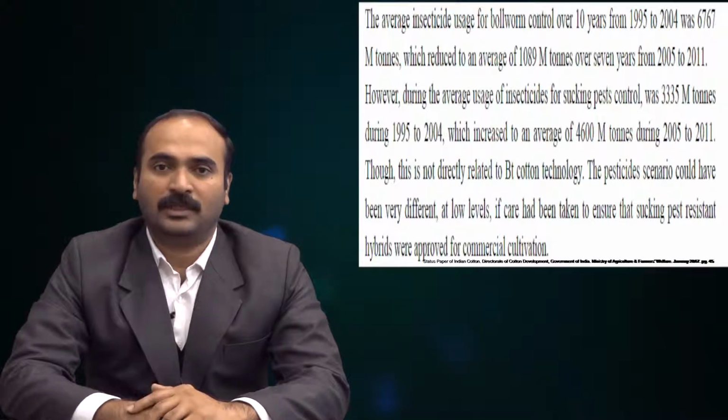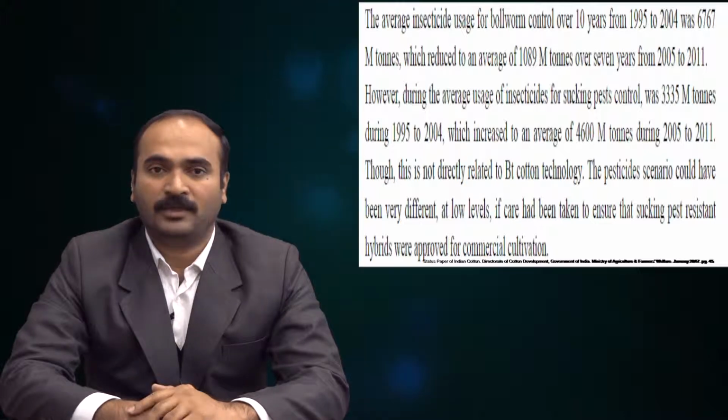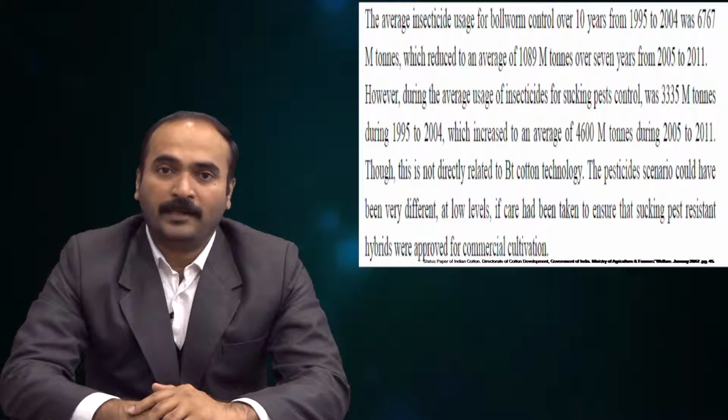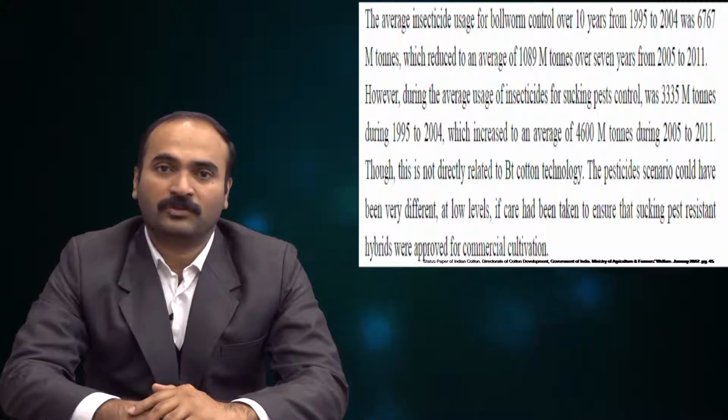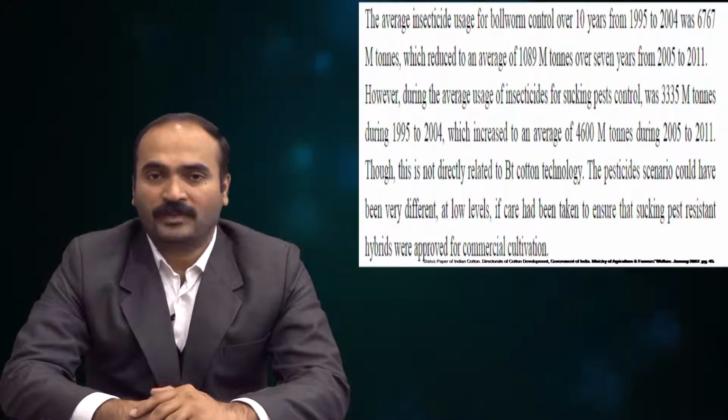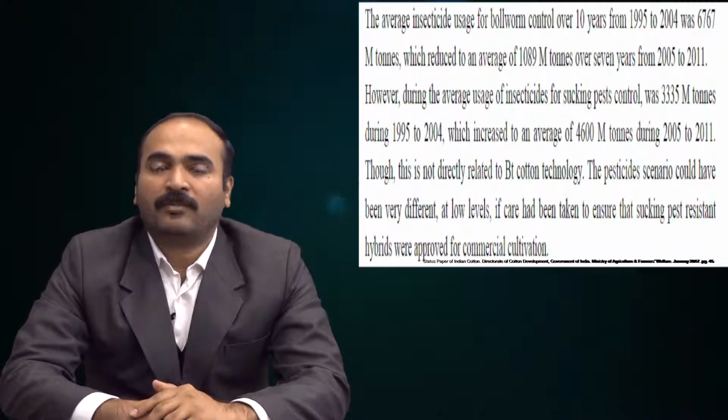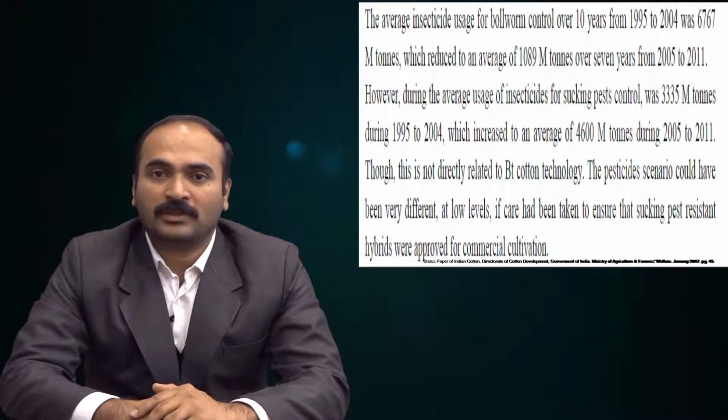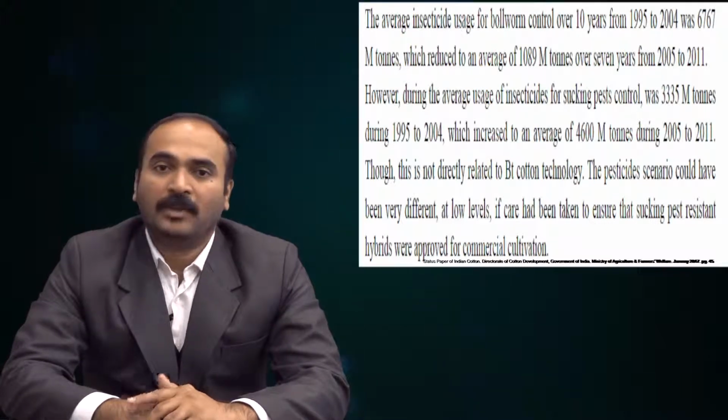The pesticide use in controlling bollworm from 1995 to 2004 was 6,767 million tons, and after the adoption of BT cotton, the report claims that the usage reduced to 1,089 million tons between 2005 and 2011. Rather, the use of pesticide in controlling sucking pests from 1995 to 2004 was 3,335 million tons, and it increased to 4,600 million tons between 2005 and 2011. As a new technology, the statistics have proved it successful, with a lot of new questions to be answered.